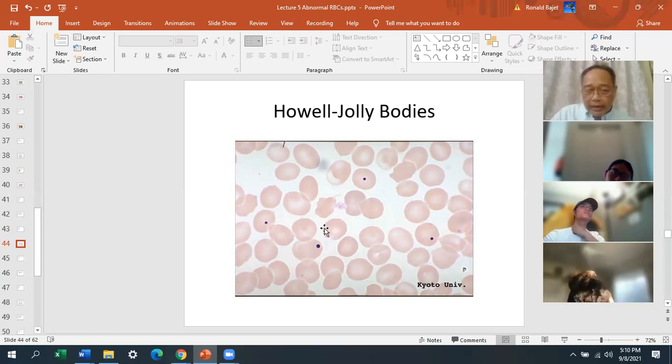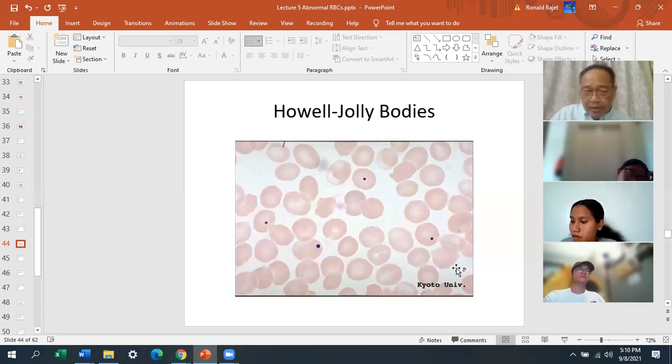The difference between Howell Jolly bodies and staining granules or platelets: platelets are not perfectly round, or it may be staining precipitate. And the way you can tell the difference: here's a platelet, and this platelet can be on top of this red blood cell. If you see a clearing, like a little halo around it, that means it's an artifact.